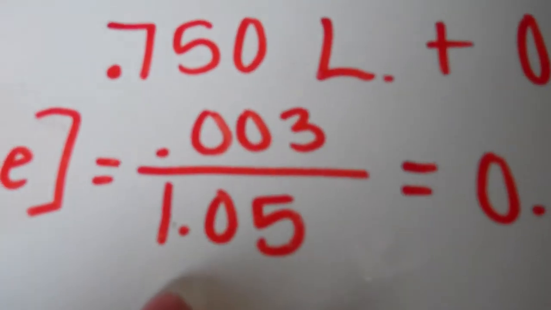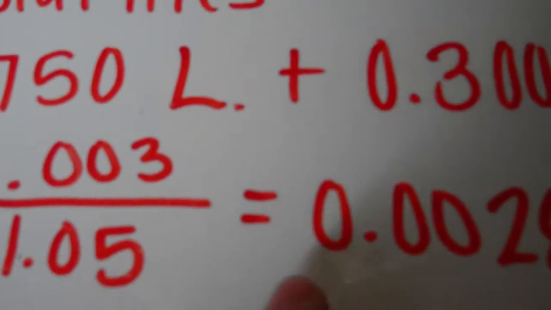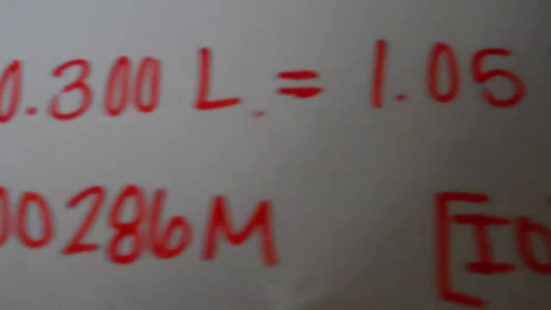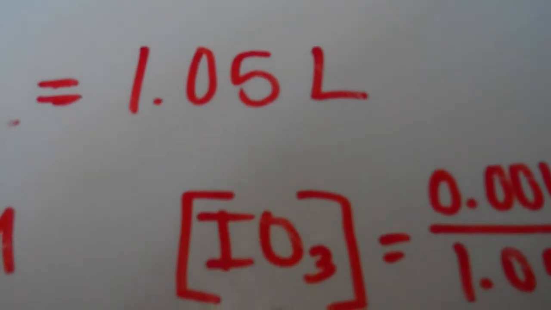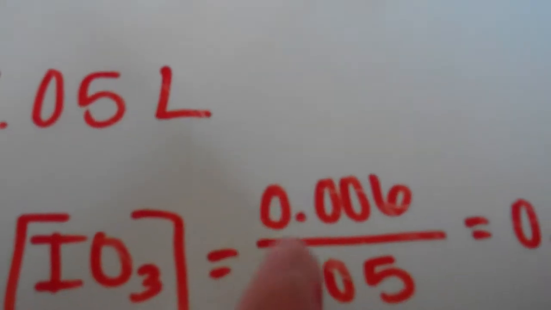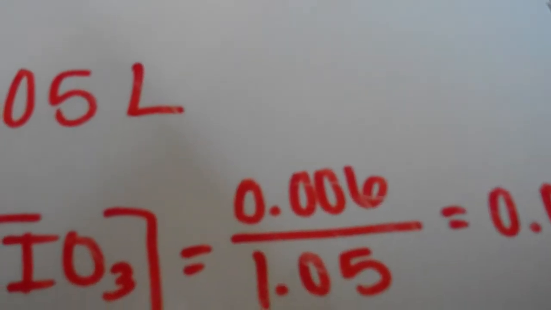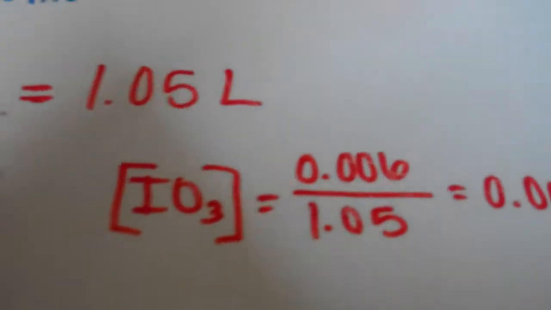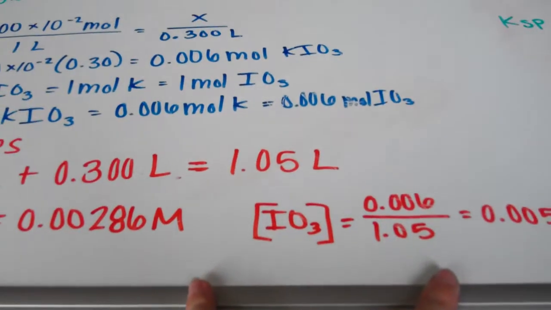So we have 0.3 all over 1.5 equals 0.00286 molarity. Then we want to also determine the concentration of IO3, which is going to equal 0.006 all over 1.05. This gives us 0.00572 molarity. Once we have these two numbers, we are then welcome to plug them into the top equation.